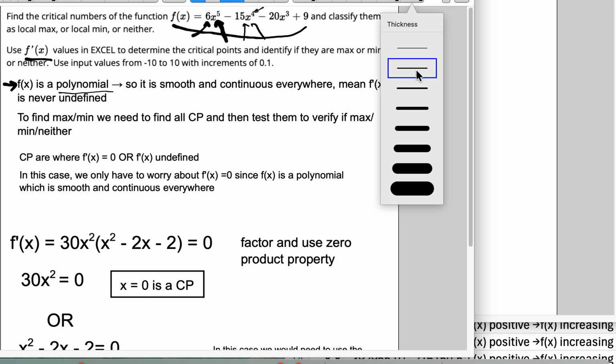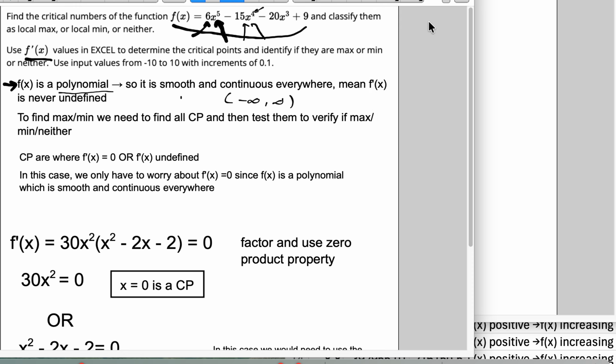That's important because when I have a polynomial, I know that its domain is negative to positive infinity. I also know that it's smooth and continuous everywhere, which means that I can take the derivative everywhere. It's differentiable everywhere, so f prime of x is never undefined. That's important because the definition of a critical point is where the derivative equals 0 or the derivative is undefined. So I don't have any sharp corners or cusps or anything like that.